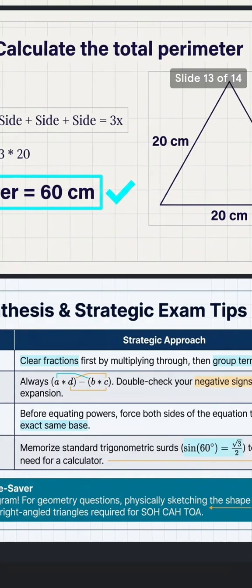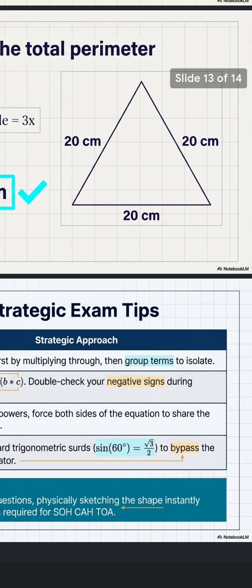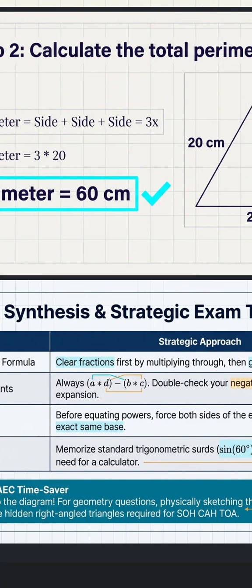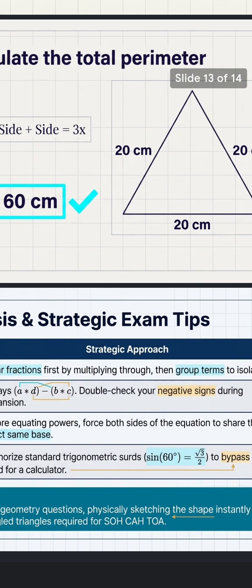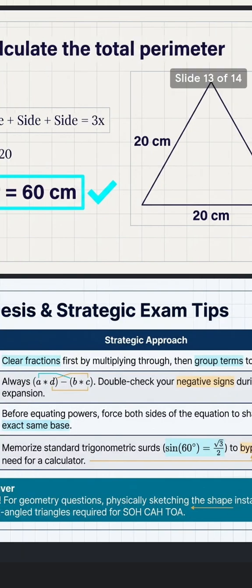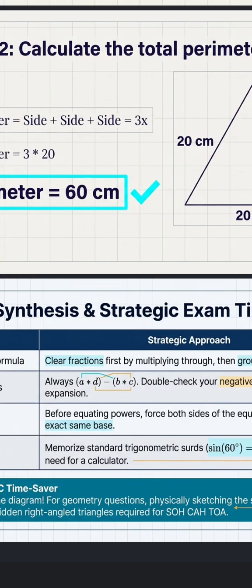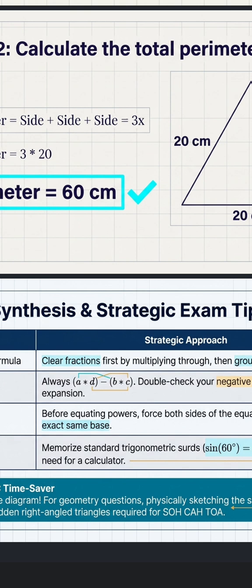Now let's look at the synthesis and the strategic exam tips that you can use. For change of subject of a formula, you clear fractions first by multiplying through, then group terms to isolate whatever you want to isolate. For determinants, always use this rule: a multiplied by d minus b multiplied by c. Then double check your negative sign, because at times with the negative sign in between, you can make errors when expanding. Then for indices, before equating powers, make sure the bases are the same on both sides.